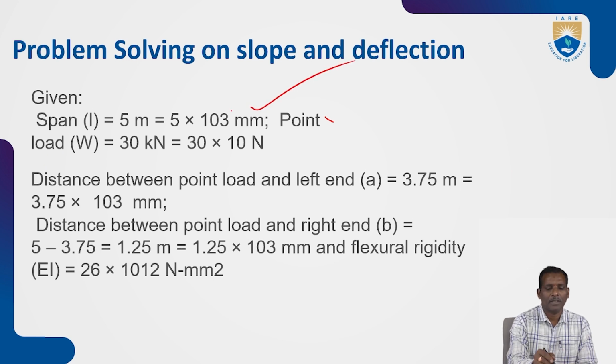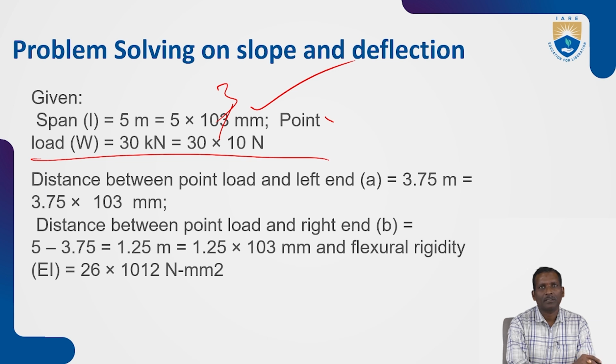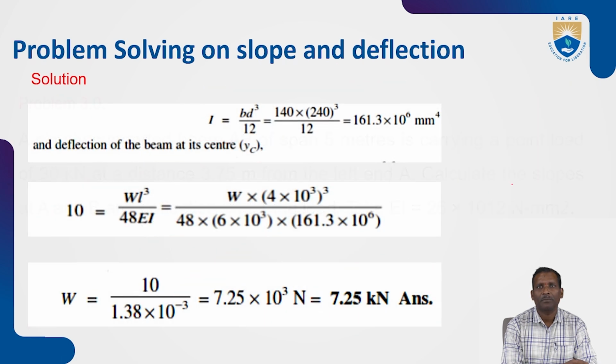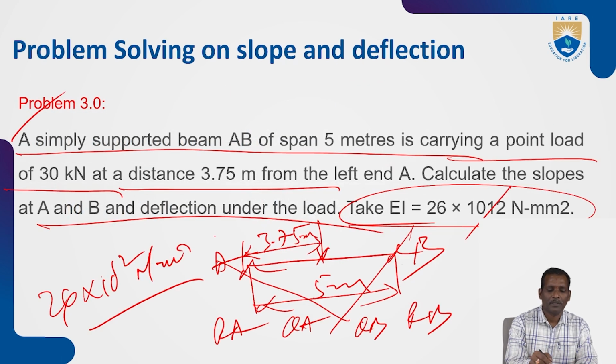5 meters, convert into mm. The load is 30 kilonewtons, convert into newtons. The given load is a point load. So the distance between the point load and the left hand A is 3.75 meters. It's already shown in this diagram, the 3.75. Say this point is C.